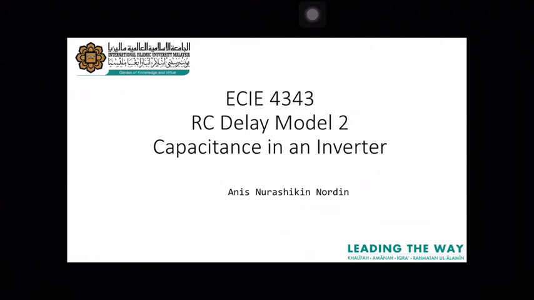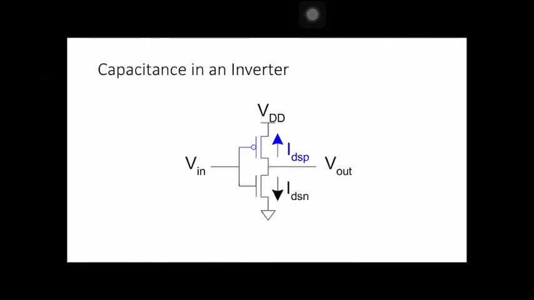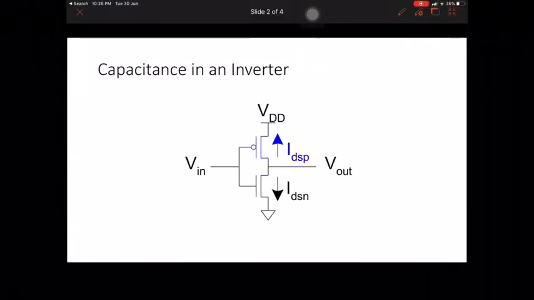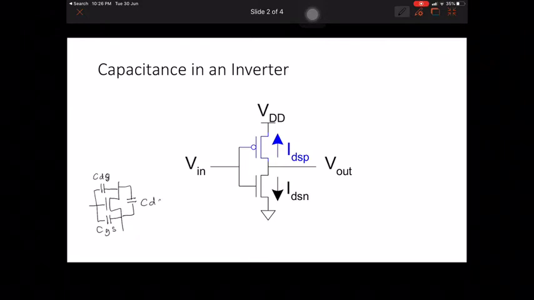Today we are going to do the RC delay model, with the focus on the capacitance in an inverter. Okay, so let's look at the capacitance. As you know, based on the model of the transistor, the main capacitances are between the drain and the gate, the gate and the source, and the drain and the source.